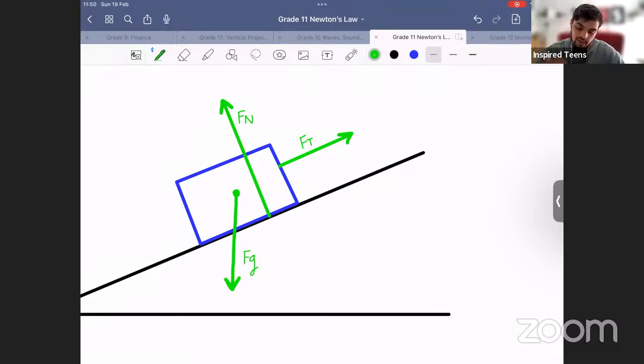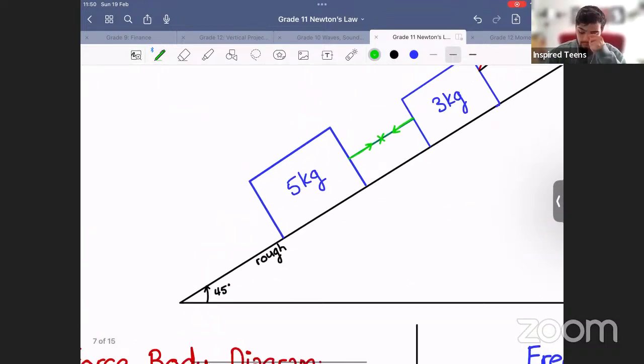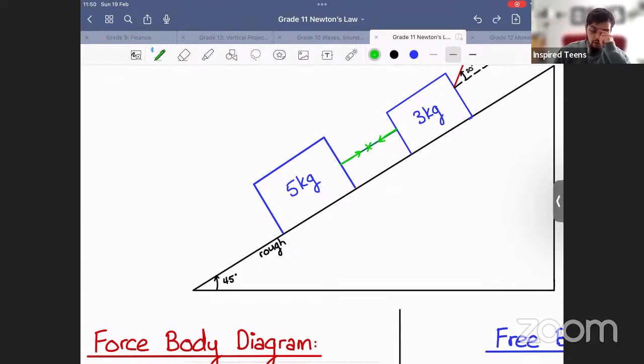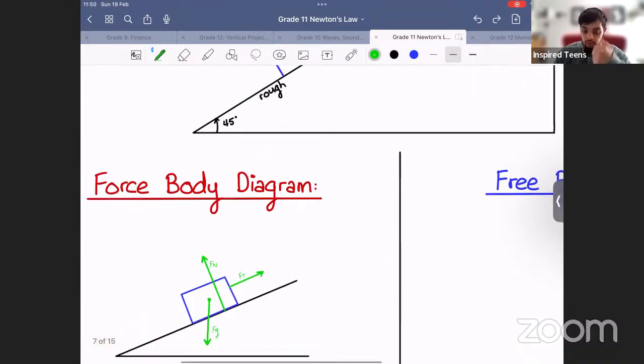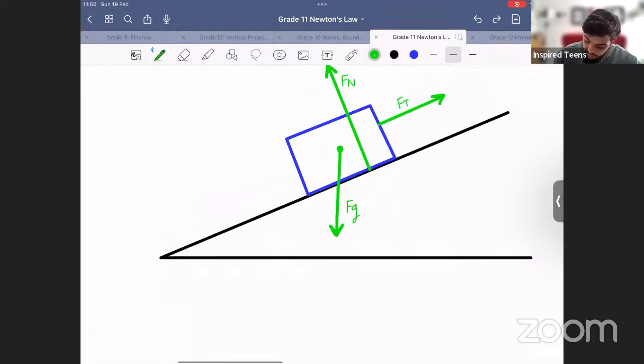The last and final force is going to be our frictional force. Remember it says here it's a rough surface, so there's always going to be the presence of frictional force, and this is going to be on the surface, at the back of the object on the surface.